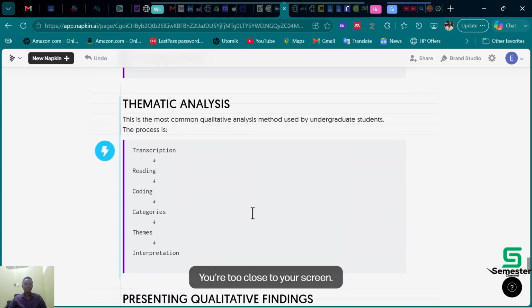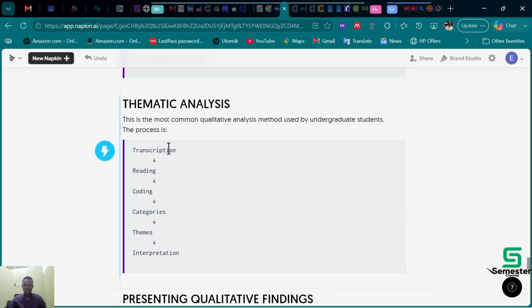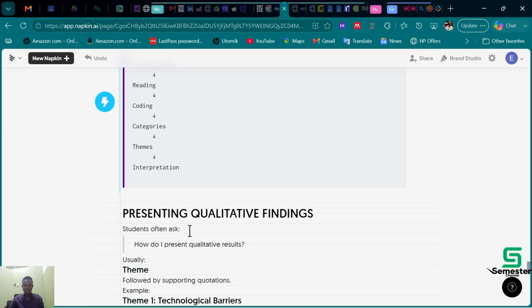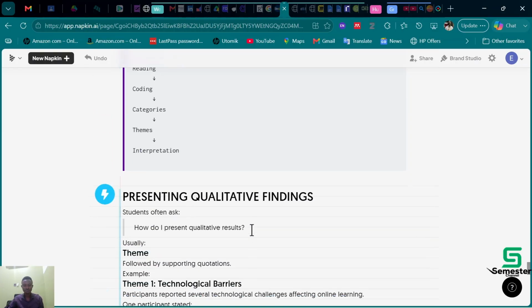Okay, good. So this is a brief overview of what I've said already about thematic analysis. You transcribe your audio, you read, you code, put them in categories, you form themes from it, and then you explain, all right? You interpret what you have.